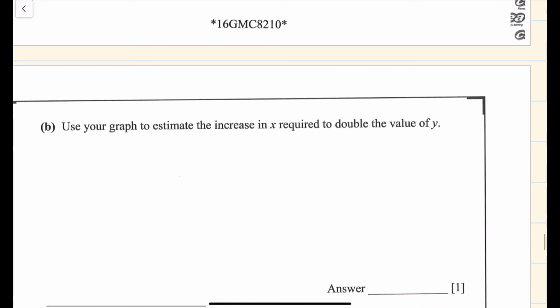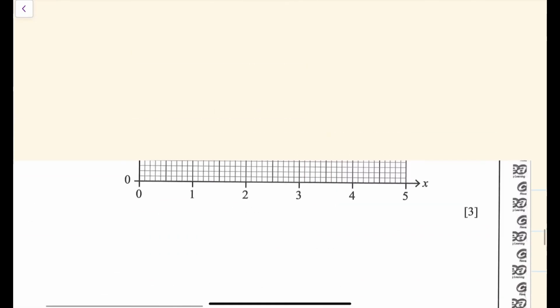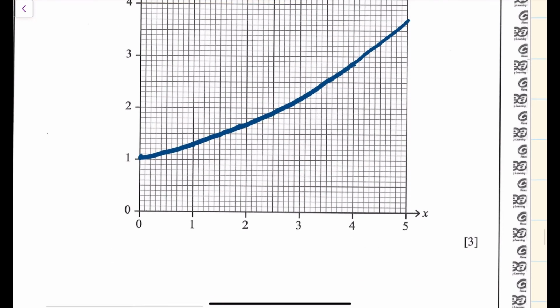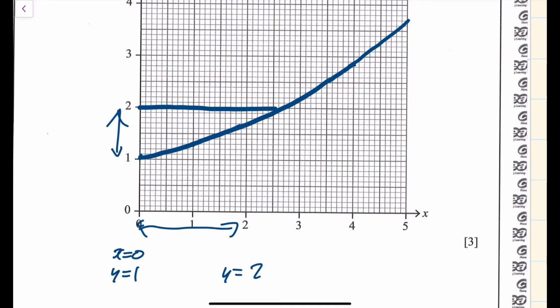use your graph to estimate the increase in x required to double the value of y. So, the easiest thing we know, when x is equal to 0, y is equal to 1. So we want to find when y is equal to 2, basically. So I want to see what increase it takes me to get from here to here. So I want to double this. So I'm going to go across using my ruler. I'm going to cross at y equals 2, and see what I get.